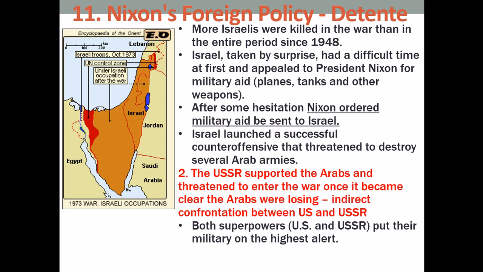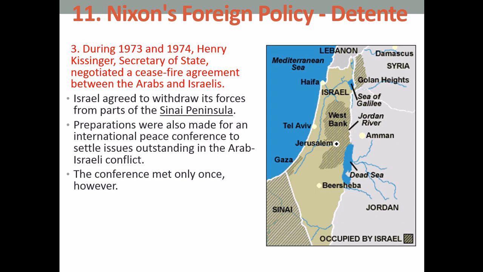in terms of a proxy war between the Soviets and the United States, because we were supporting the Israelis and the Soviets were supporting the Arabs, and it looked like this could lead to a face-to-face conflict between the U.S. and the USSR. Both of our militaries were put on the highest alert.